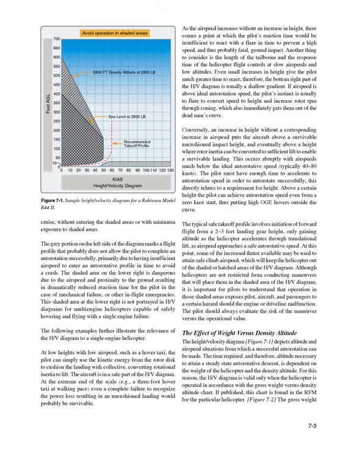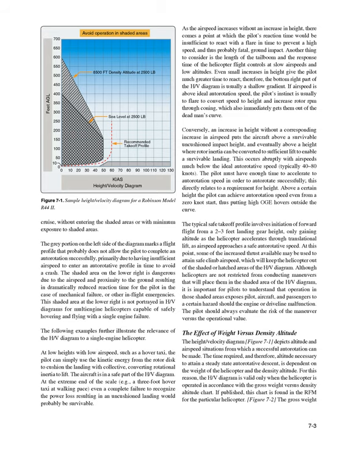The shaded area on the lower right is dangerous due to the airspeed and proximity to the ground, resulting in dramatically reduced reaction time for the pilot in the case of mechanical failure or other in-flight emergencies. This shaded area at the lower right is not portrayed in HV diagrams for multi-engine helicopters capable of safely hovering and flying with a single-engine failure.